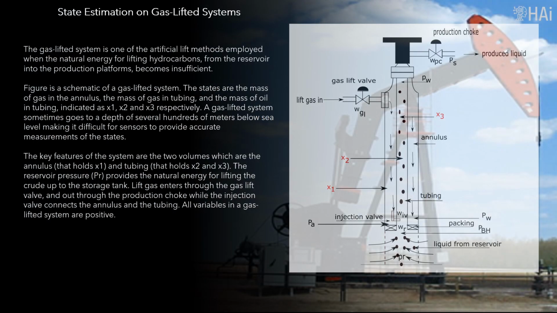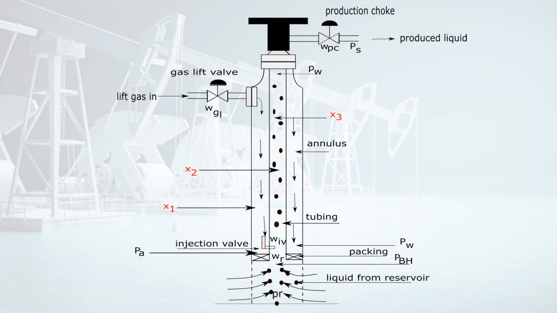The gas-lifted system is one of the artificial lift methods employed when the natural energy for lifting hydrocarbons from the reservoir into the production platforms becomes insufficient. Figure is a schematic of a gas-lifted system. The states are the mass of gas in the annulus, the mass of gas in tubing, and the mass of oil in tubing, indicated as X1, X2, and X3 respectively.